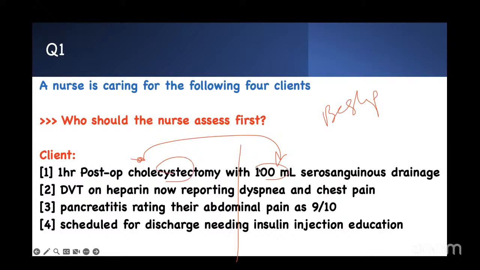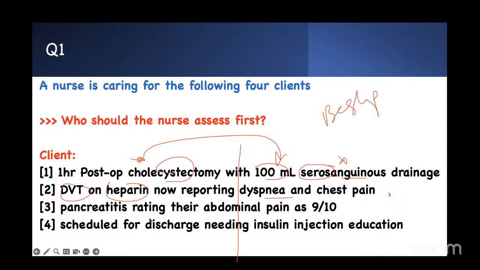Cholecystectomy, now 100 ml, and I gave you serous sanguinous, which is not bleeding. Therefore, I know this is not a bleeding problem. I'm on heparin, I have DVT, right? And I have dyspnea. This is a pulmonary embolism right there. I have pancreatitis. I expect to have abdominal pain. My abdominal pain is 9 out of 10. That's not a problem. It's not going to kill me, right? I'm scheduled for discharge. I have time. So the nurse has time for the last patient.